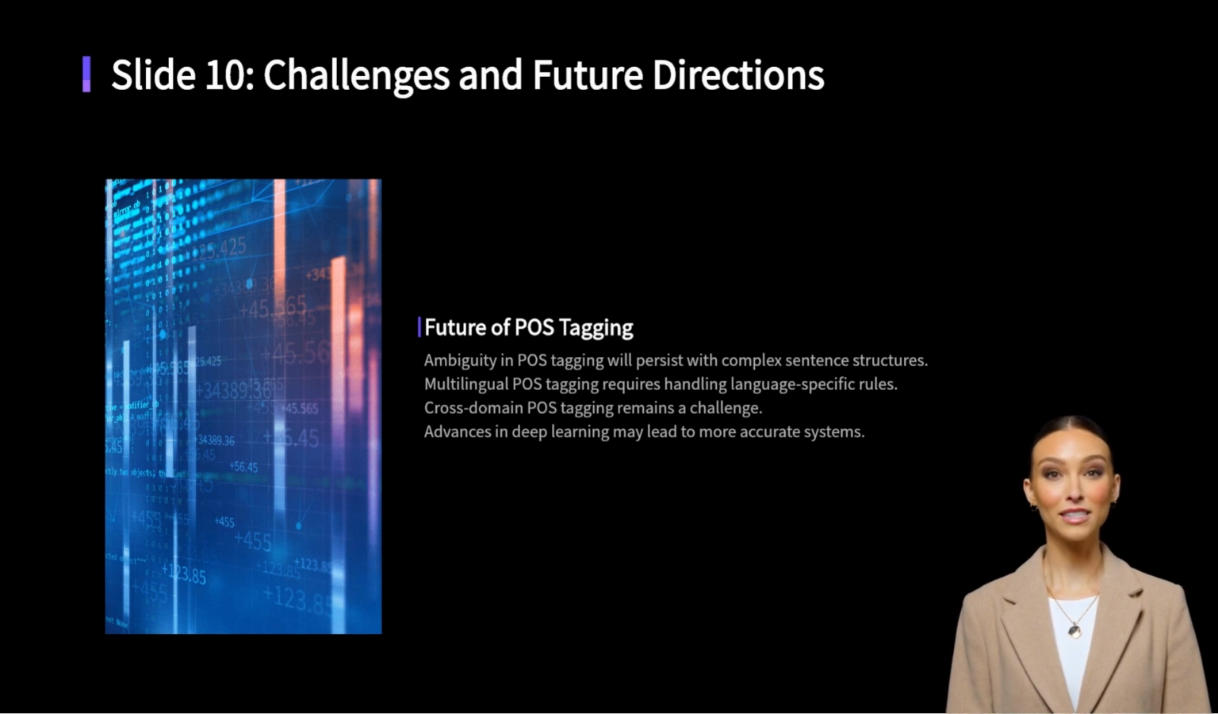Different languages have unique syntactic rules, and building systems that can handle many languages efficiently is a challenge. For example, Chinese has no explicit word boundaries, which makes POS tagging particularly difficult. Cross-domain POS tagging, adapting POS taggers trained on one domain, e.g., news articles, to another, e.g., social media, is another challenge, as the language and structure can vary significantly between domains. Looking ahead, advancements in deep learning and transfer learning techniques may further enhance POS tagging systems, making them more accurate and adaptable to a wider range of languages and domains.